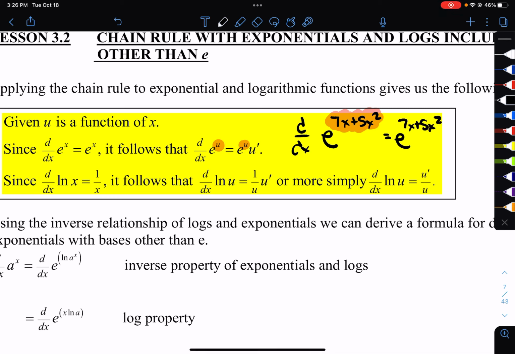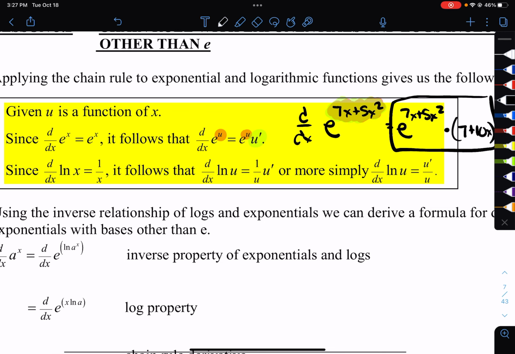That's the outside derivative. But then it wants me to multiply by the derivative of u, the derivative of this top part. So the derivative of that is what? 7 plus 10x. So my answer would be e to the 7x plus 5x squared multiplied by 7 plus 10x. I'm doing the derivative of the outside, leaving the inside the same, and then I multiply by the derivative of the inside.